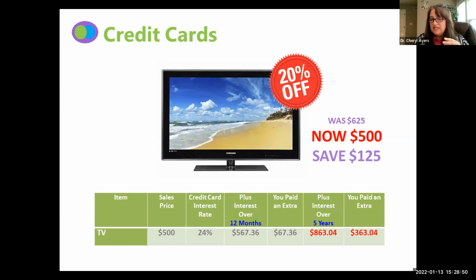But look at that second to last column on the right. If it takes you 5 years to pay it off, it's not really a deal, because now that $625 TV that was on sale for $500 really cost you almost $900. So it's really important to help your students think through what you're getting into when you use a credit card, for example, and you can't pay it off, which most people cannot, I think.